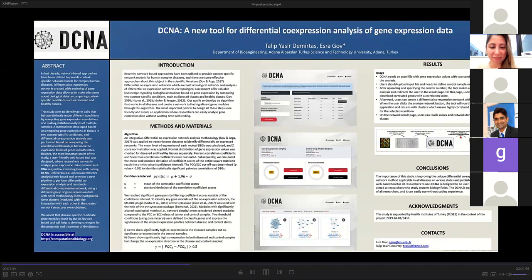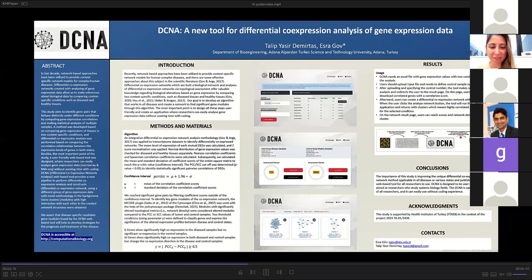However, most of the differential co-expression tools are language-based. For this reason, researchers must be able to use the R programming language to create differential co-expression network. This is the main starting point of this study. We wanted to develop a web-based tool for researchers that can easily analyze their data without dealing with any programming language. I want to talk about the tool algorithm.